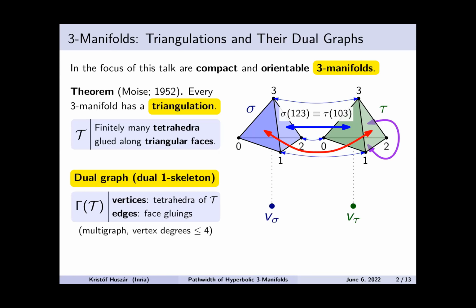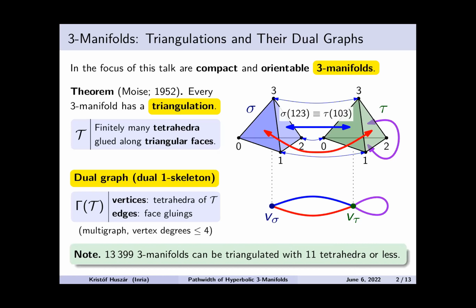In what follows, it will often be useful to forget the exact way the tetrahedra are glued together and to focus only on the pairs of tetrahedra that are glued together with each other. And to capture these incidences, the dual graph, also known as the dual one skeleton of the triangulation, is a very useful object. So here we take a vertex for each tetrahedron of the triangulation and an edge for each of the face gluings. And by construction, this will be a graph, possibly with multiple edges and loop edges, with vertex valency at most 4.